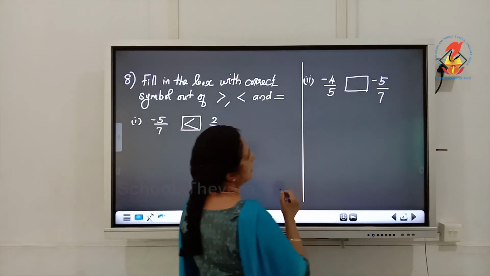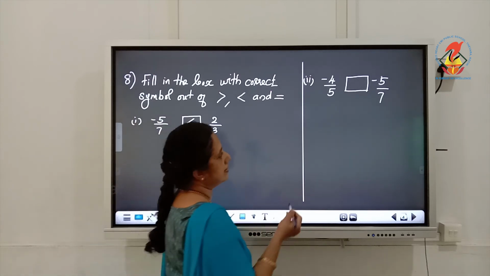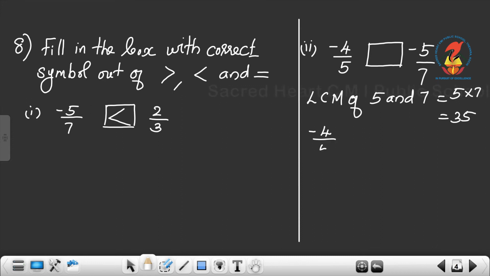Now second one, negative 4 by 5 and negative 5 by 7. You have to compare. So we have to find out how we can do the comparison. We have to find out the LCM of the denominators. So LCM of 5 and 7. So what is the LCM of 5 and 7? 5 into 7 is equal to 35. Therefore negative 4 by 5 is equal to negative 4 by 5 into 7. We have to make the denominator as 35, so we have to multiply with the 7. So negative 28 by 35.